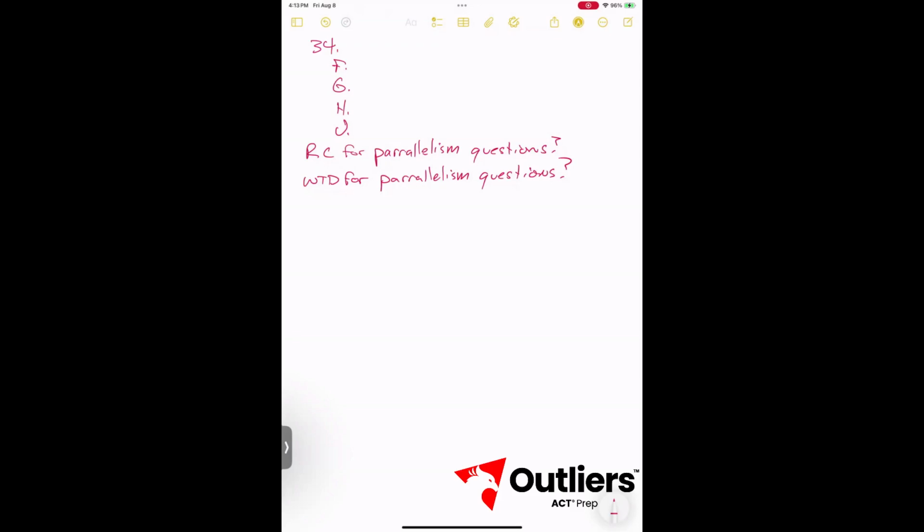So answer F is going to be off the table because not all three of them have the "by" in front of it. So they're not all parallel. And it can be that simple. They all three must have it.